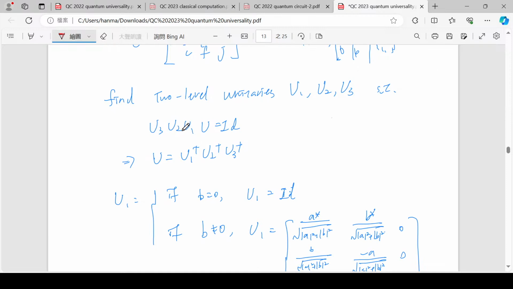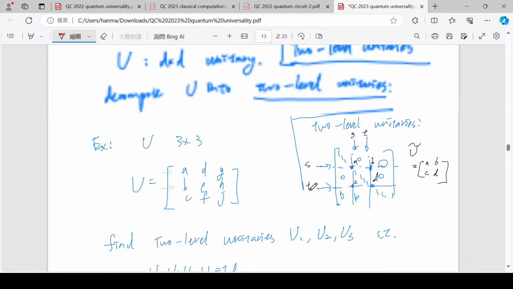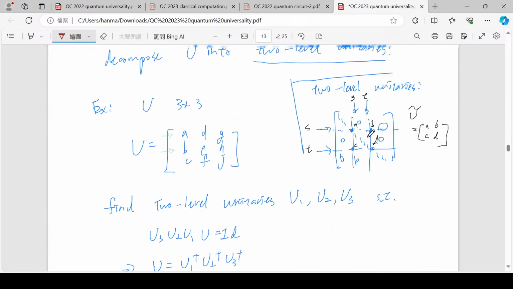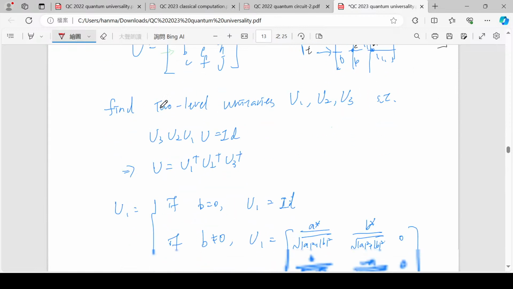So we want to find U1, U2, U3 such that when you multiply them on your U, it becomes identity. But those are unitary, so you can take the inverse of them, which are the daggers. So U will equal U3 dagger, U2 dagger, U1 dagger. Obviously, if you have a two-level unitary, then its dagger is a unitary. So this dagger is still a two-level unitary, pretty obviously. But anyway, let's see the more important part, how you find U1, U2, U3.